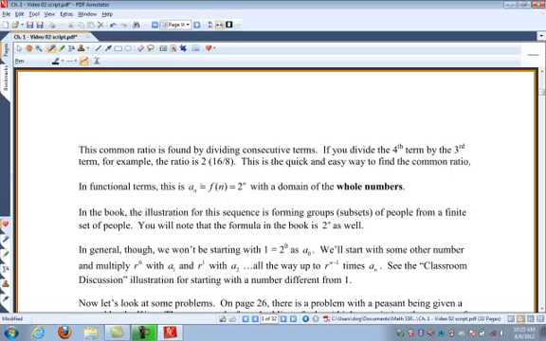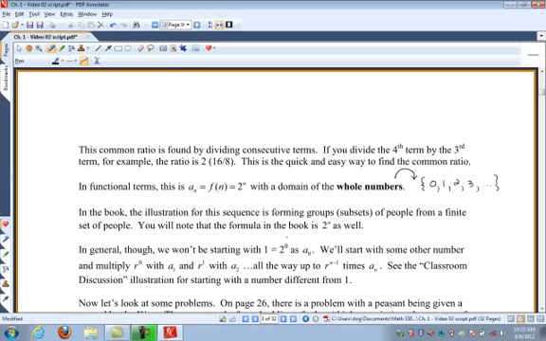In functional terms, this is a sub n equals f of n, which is 2 to the n with a domain of the whole numbers. Now let's remember that the whole numbers are 0, 1, 2, 3, and so on, an infinite set. In the book, the illustration for this sequence is forming groups, also known as subsets of people, from a finite set of people. You will note that the formula in the book is 2 to the n as well.